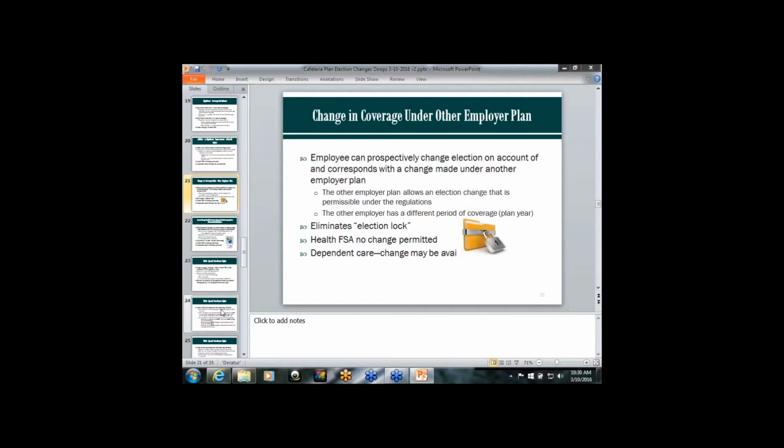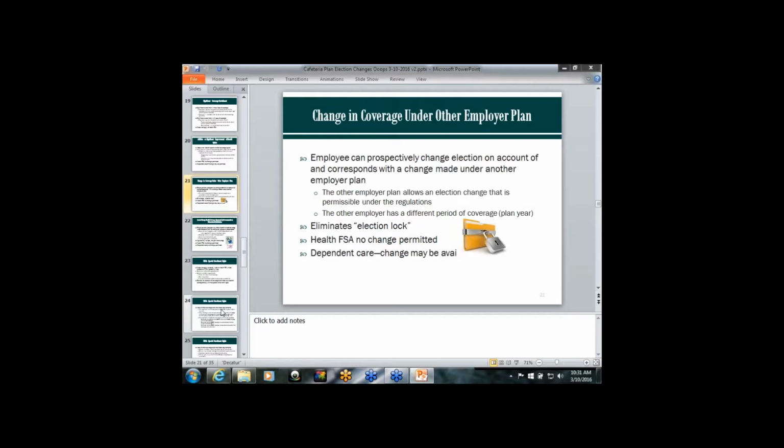Changing coverage under another or other employer plan. And I'm sure this is the one that you've all anxiously been waiting for. This is the one you're most familiar with, and it talks about election lock. So an employee can make a prospective election change on account of and corresponding with a change made under another employer plan.